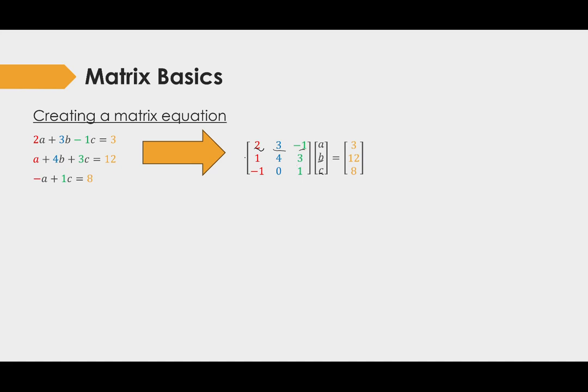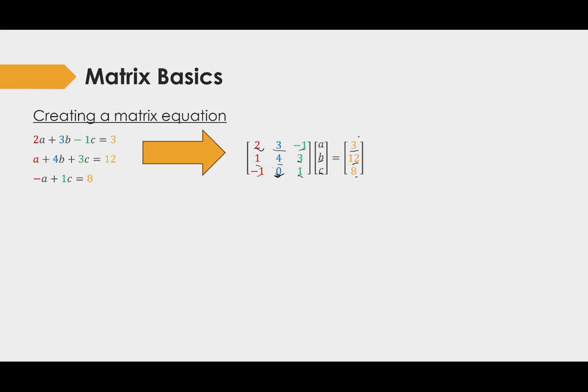And then the next row is 1, 4, and 3 to give you 12 over here. -1, 0, and 1 to give you 8. Notice the 0 comes from not having a b term there. And then our answers go over on the right-hand side, 3, 12, and 8. This is a matrix equation.